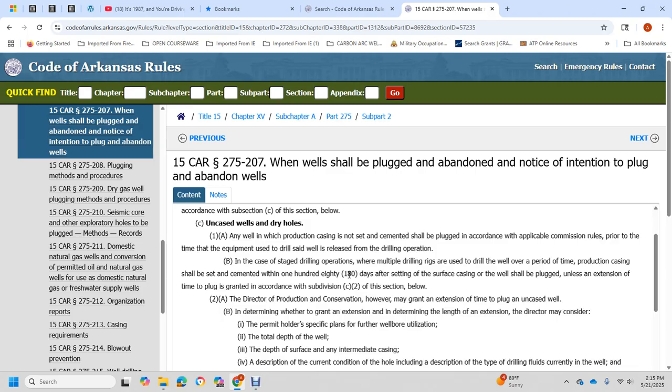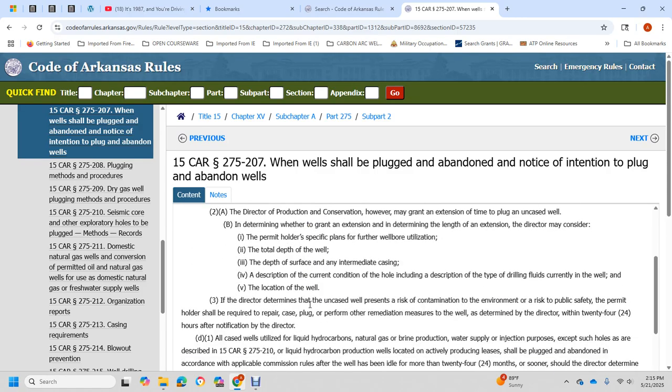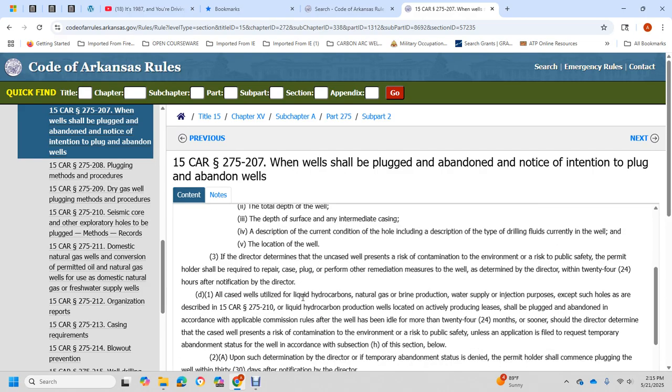C2: the director of production conservation may grant an extension of the time to plug the uncased well. In determining whether to grant the extension and determining the length of the extension, the director may consider the permanent holds, the specific plans of further well bore utilization, the depth of the well, the depth of the surface or intermediate casing, the description of the current condition of the hole including the type of the drilling fluids currently in the well, and the location of the well. With the determination that the uncased well presents a risk of contamination, environmental risk, or public safety risk, the operator shall be required to repair the casing, plug, and perform other remediation measures as determined by the director within 24 hours after the notification by the director.